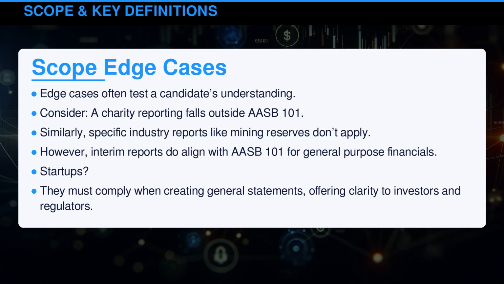Edge cases often test a candidate's understanding. Consider, a charity reporting falls outside AASB 101. Similarly, specific industry reports like mining reserves don't apply. However, interim reports do align with AASB 101 for general-purpose financials. Startups? They must comply when creating general statements, offering clarity to investors and regulators.